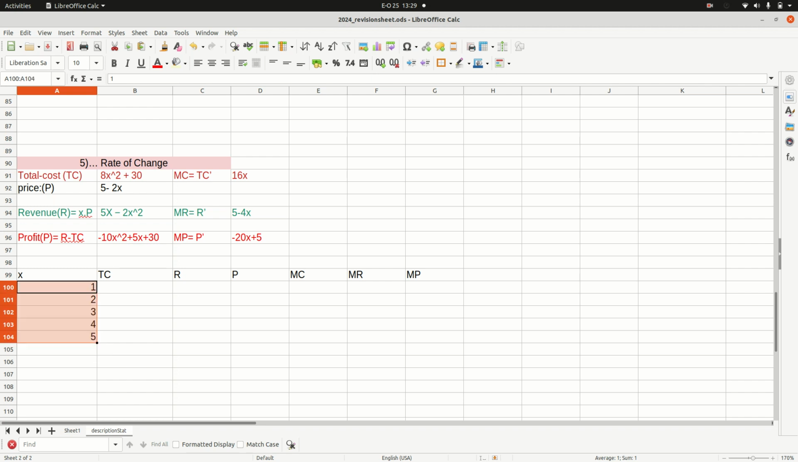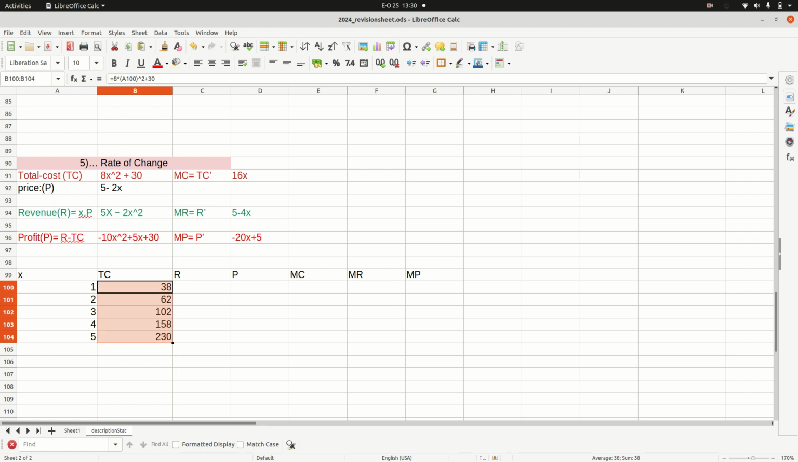Now what will be the total cost? I need to write the function, so it is equal to 8 times x, all squared, plus 30. I enter, I get 38, which is expected. When x is equal to 1, you get 8 times 1 plus 30. You're going to get 38 if you do it very well. So I can now drag this whole thing.